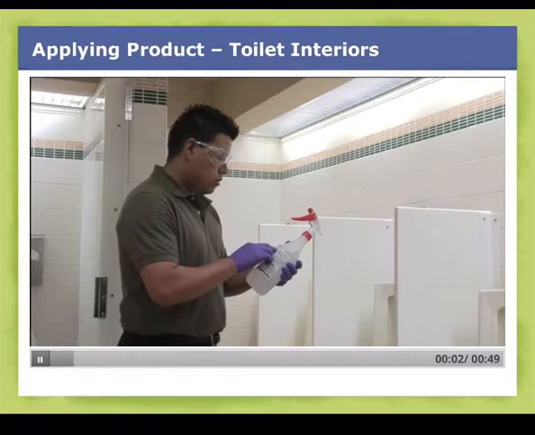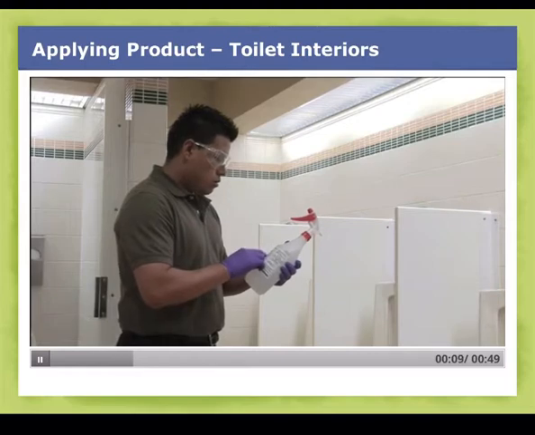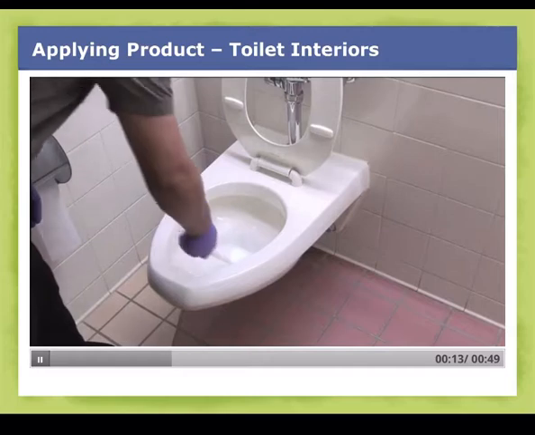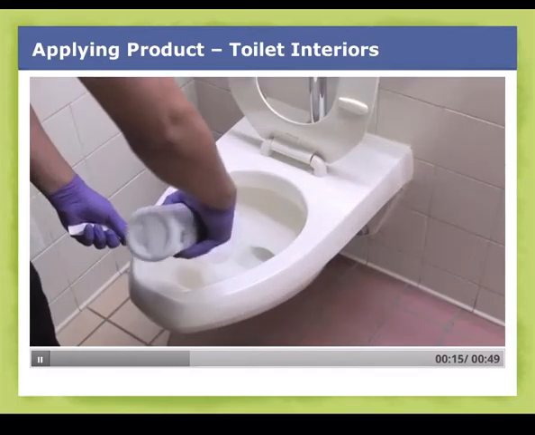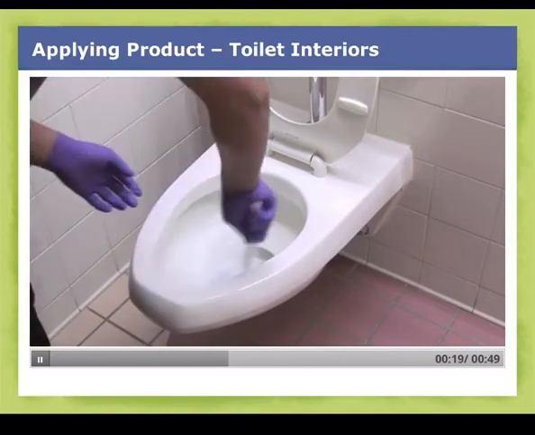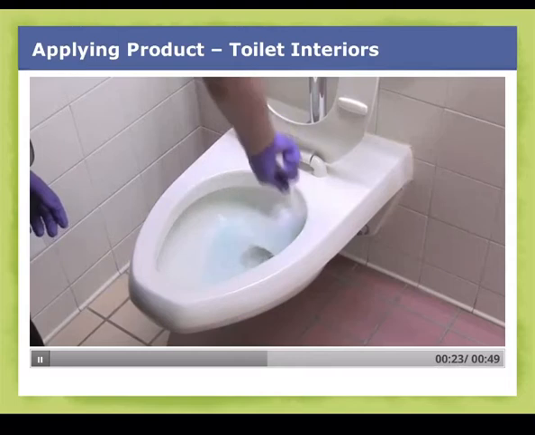The next step is to apply cleaning products to the interiors of toilets and urinals. Always follow the instructions on the product label. Start by forcing the water down the trap below the water line using a bowl brush. Then apply the bowl cleaner disinfectant under the rim and put some on the bowl swab brush. Swab it around to make sure the product covers the whole interior.